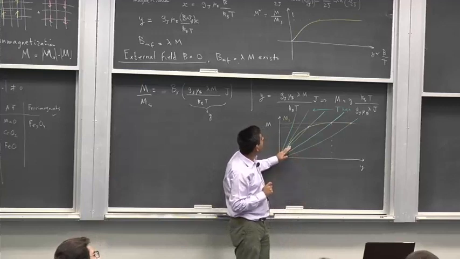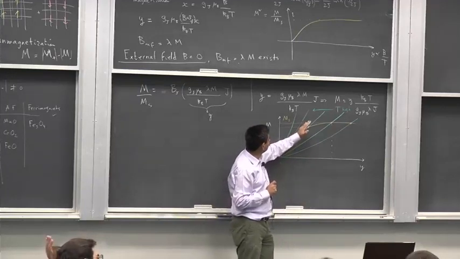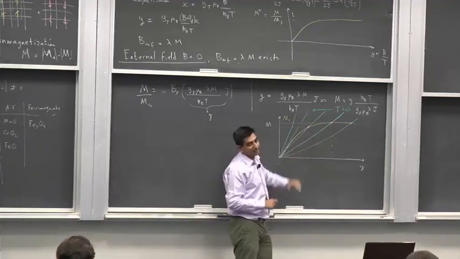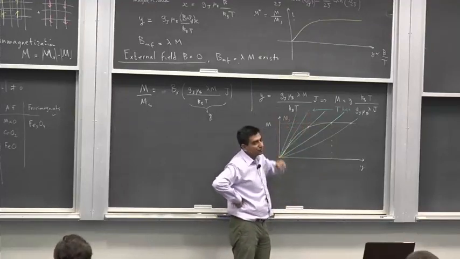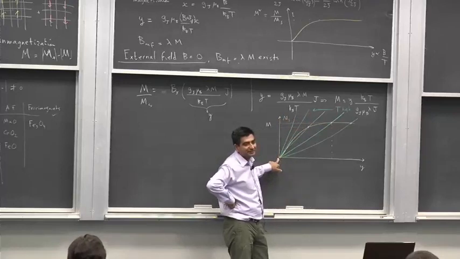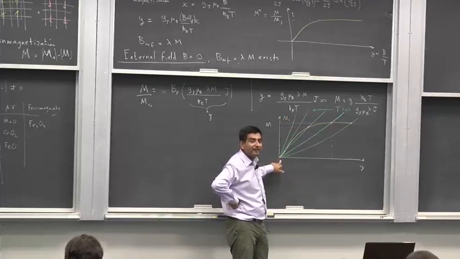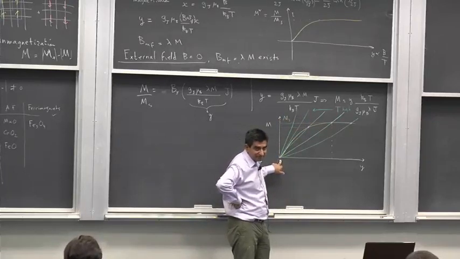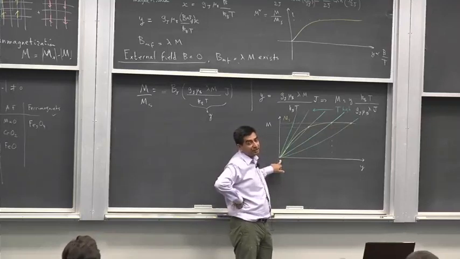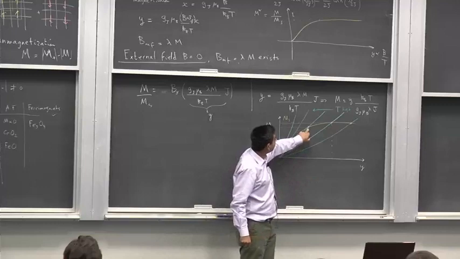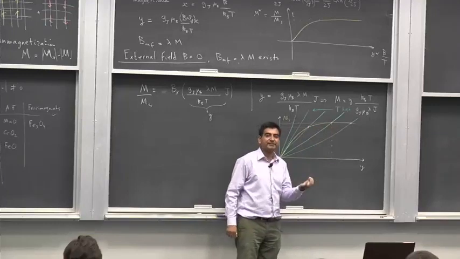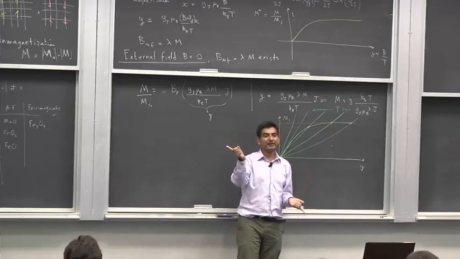If I have a slope which is larger than a critical value, then no solution exists to both of these equations. The only solution that exists is at n equals 0. So the sample is unmagnetized. So I have two regimes here. In certain temperatures, I can sustain magnetization inside the sample, even in the absence of a magnetic field.